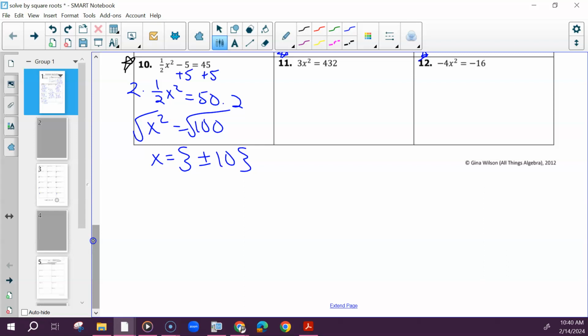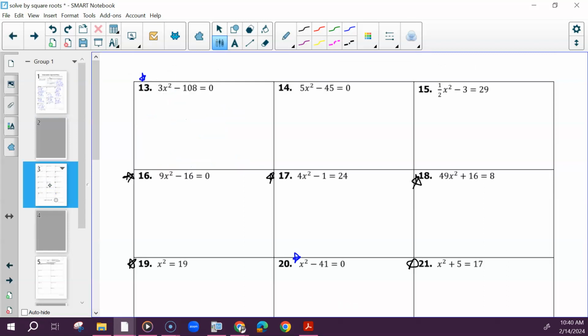Do we have questions on 11 or 12 or want to see either of those? Going to the back. Let's do. Okay. Let's do 16 really quickly before lunch.